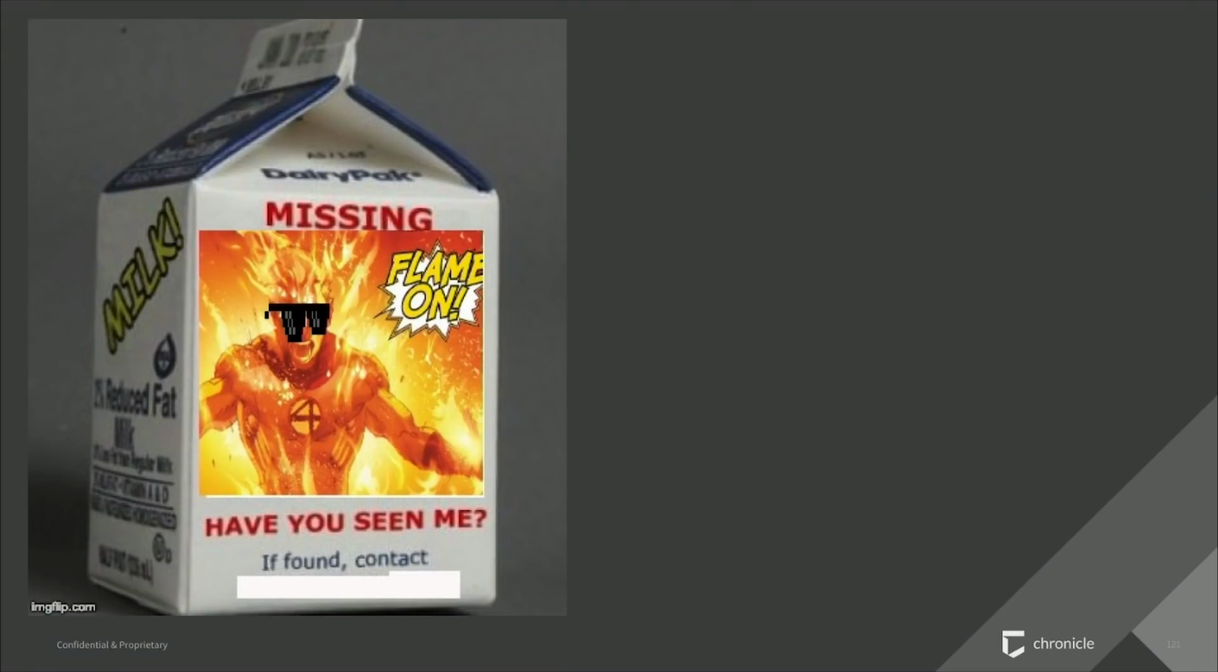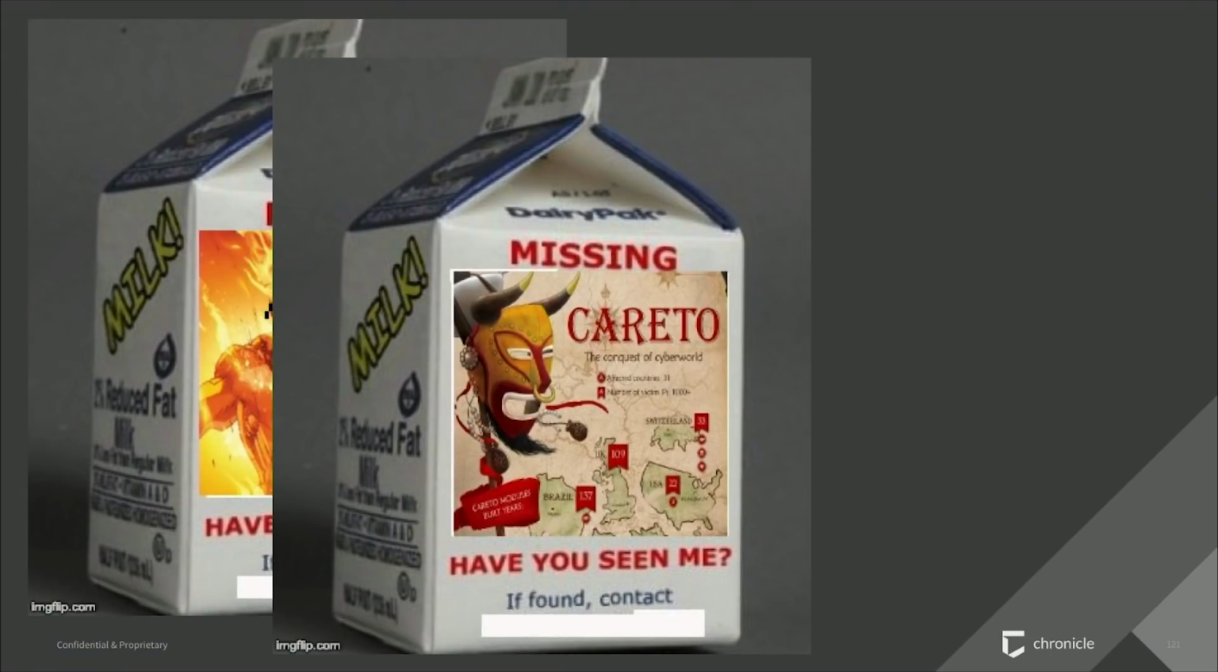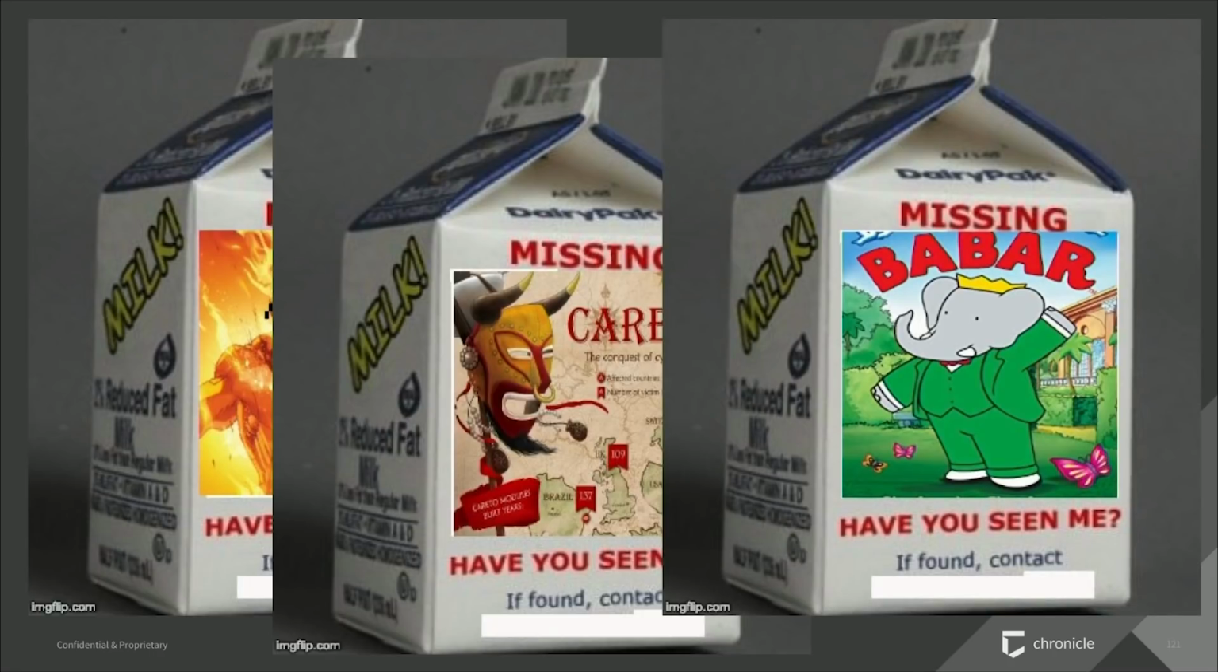And just in case you need some research leads and some fun stuff to do, you can always help us find the milk carton APTs, as I like to call them. Things like Flame, which was never seen again after its original discovery. Careto, still missing. Its family asks about it all the time. Babar, the snow globe APT. Lots of interesting stuff. All of them fascinating. All of them with plenty of open questions. And where there's that, there's a lot more to look for.